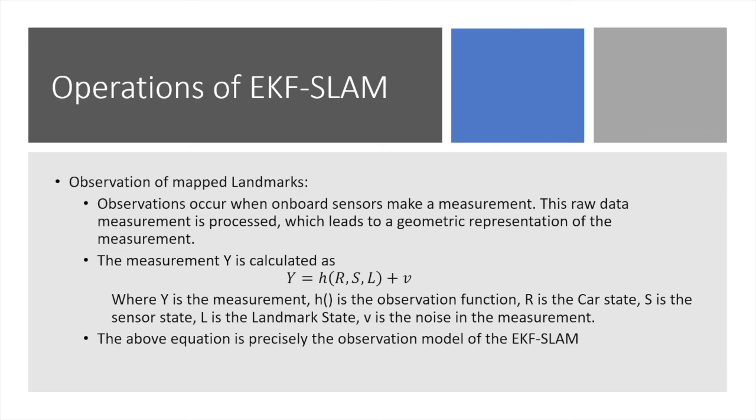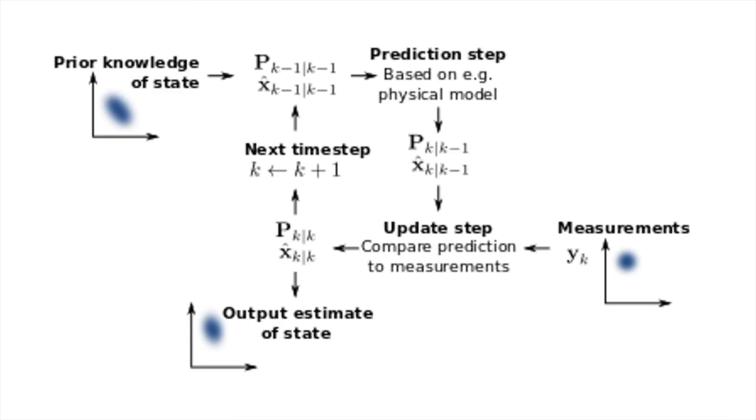So we see the car moving along the road. This picture shows the brief working of an extended Kalman filter. So firstly, we know the prior knowledge of the state. So that is represented by x of k minus 1, comma k minus 1 and P of k minus 1, comma k minus 1. So based on this state, it predicts the present state of the system, which is the prediction step, which is P of k, k minus 1 and x of k, k minus 1. This is the present state of the system as predicted by the extended Kalman filter algorithm.